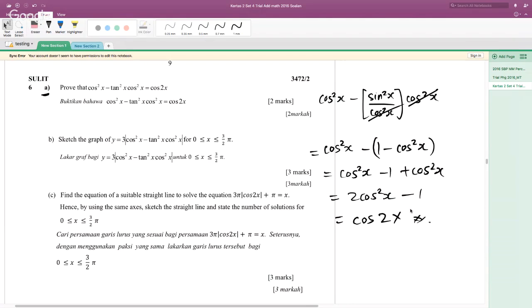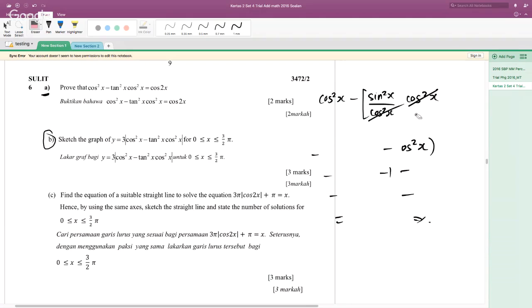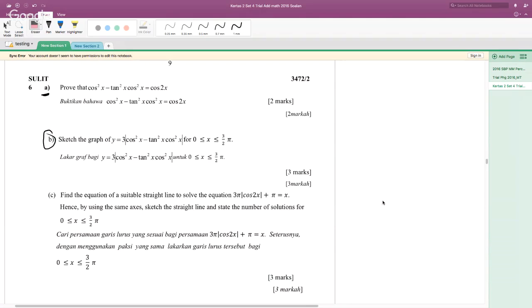Okay, so what I will do next is B, sketch the graph. Sketching this one is not so simple, because first of all, the range is a bit weird for some students, because students are used to seeing 0 to pi or 0 to 2 pi. This one asks you for 0 to 3 over 2 pi. 3 over 2 basically means 1.5 pi. All right, and this one I know equals cos 2x. So basically now they ask you to sketch the graph for 3 modulus cos 2x.